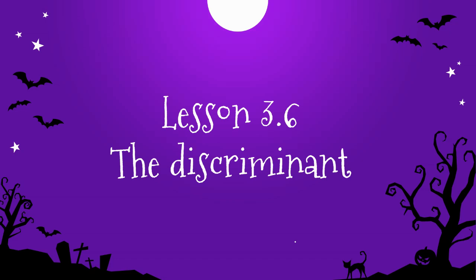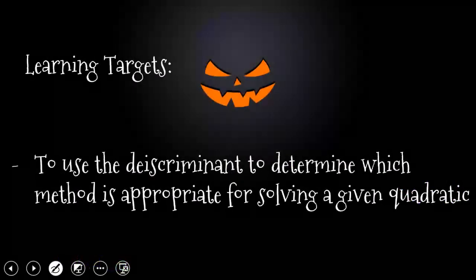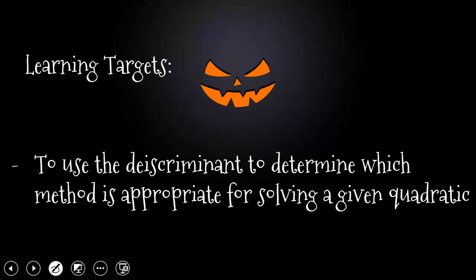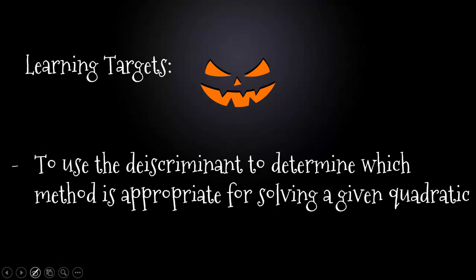And we want to talk about the discriminant as well as how to know which method to use when solving a quadratic equation. Our goals are to be able to use the discriminant to determine which method is appropriate for solving any given quadratic. And the discriminant is kind of a fun little formula that we're going to talk about.